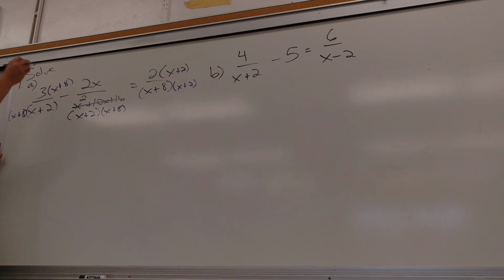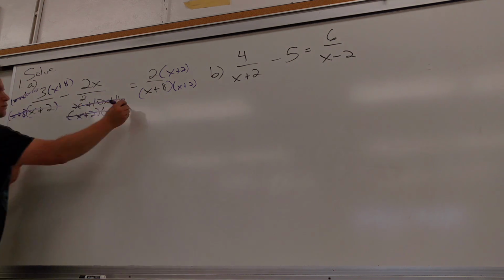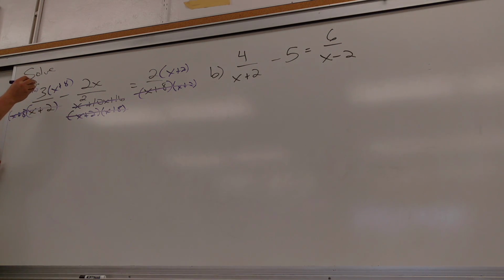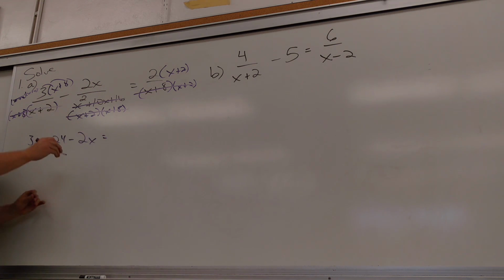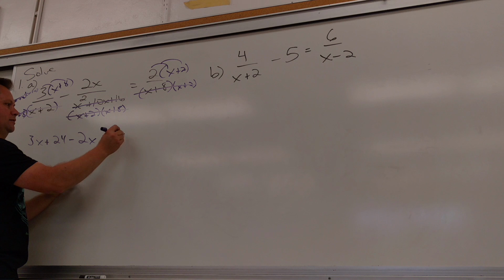And then you multiply by what? X plus 8, X plus 2, so that it just cancels everywhere. So what are you left with? 3x plus 6 equals 2x plus 4. I like it.